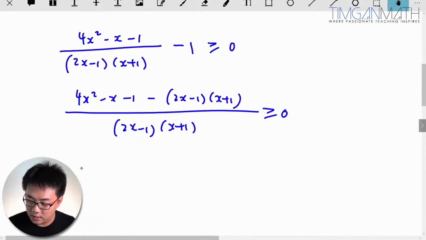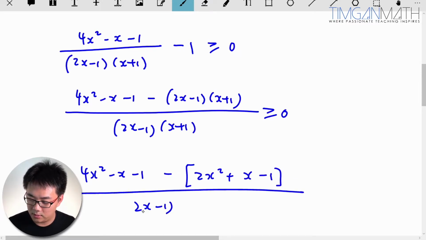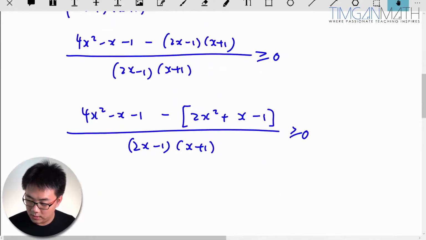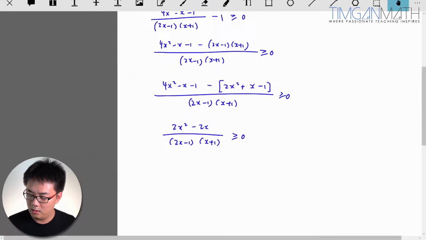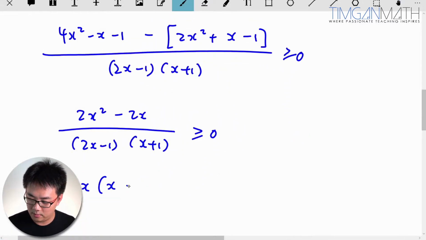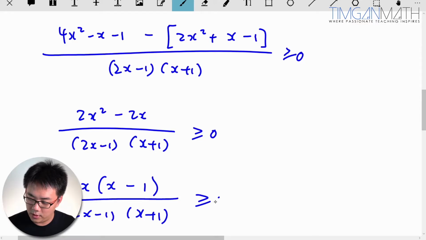So what we're going to do is simplify it: 2x squared plus 2x is x minus 1, and this would be 2x minus 1. I'm just going to do this algebraically, hopefully get the answer. So this would be 2x squared minus 2x. Okay, that's it. Factorize it out: x, 2x minus 1 over x plus 1. This is a pretty okay question, I think.